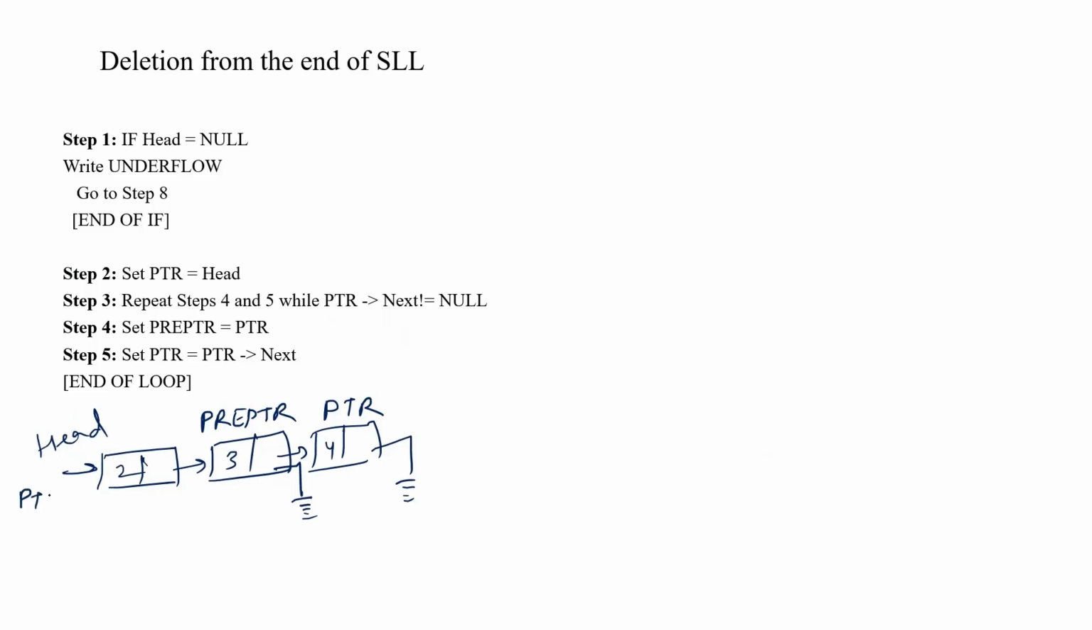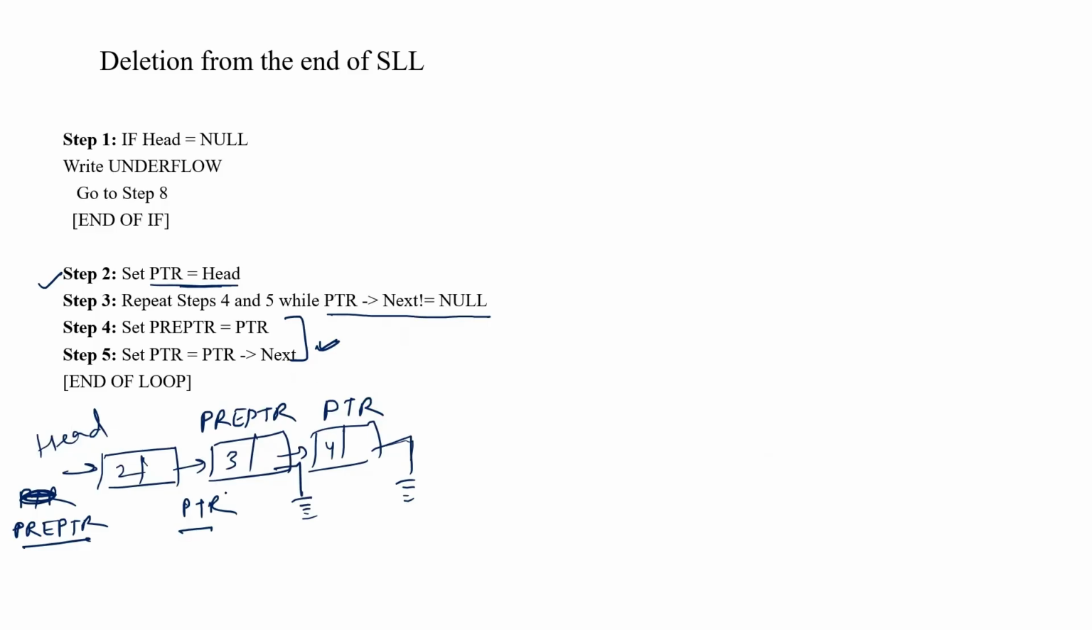First, we will assign PTR to the head. So PTR is equal to head we have done. Now we are going to repeat steps number 4 and 5. What is step number 4? Step number 4 is pre-PTR is equal to PTR. Then we will do PTR is equal to PTR to next. This pointer will come on the next node. So pre-PTR and PTR are now 2 and 3 respectively. This process I am going to repeat till PTR to next is equal to null. So when PTR to next is equal to null, then we will stop.